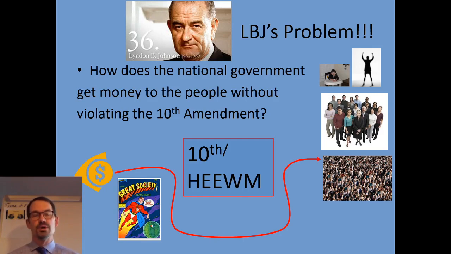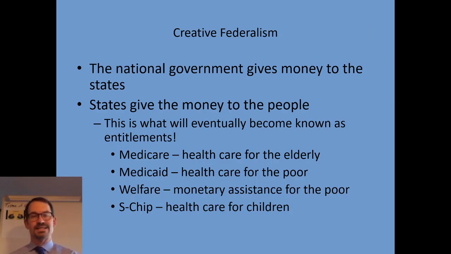So what he's going to do is the national government gives money to the states under creative federalism, and the states give the money to the people, right? The national government gives money to the states, and the states give the money to the people. So the 10th Amendment's not violated. The national government's paying for it, but the states are administering the programs, right? This is a big deal. This, in turn, gives the national government more power, and the states just don't know it. LBJ, we call these entitlements. The reason this is such an amazing idea is because we feel like we're entitled to these things.